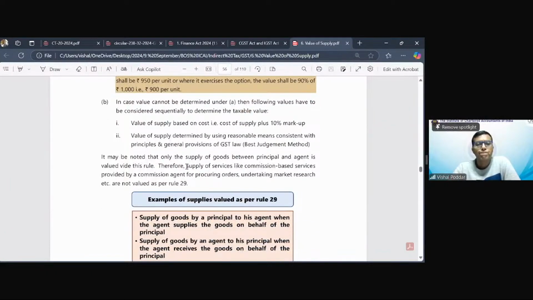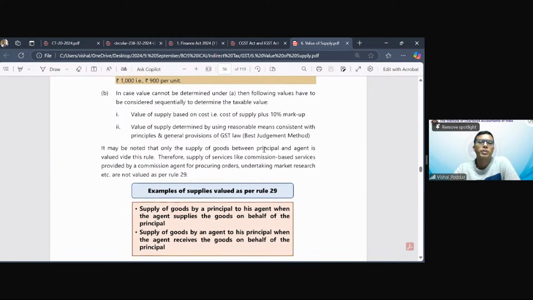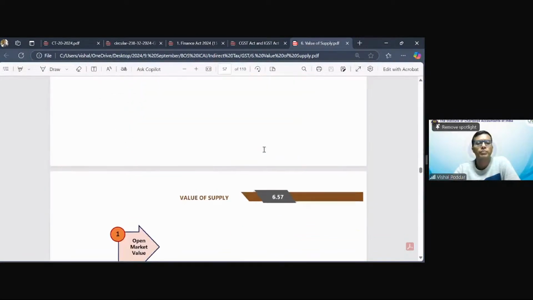Again, if the value cannot be determined as per above, because both the values are not available, in that case, you go by the 10% rule, that is cost plus 10%, or you go by the best judgment assessment rule.